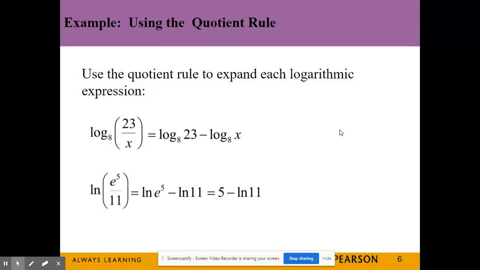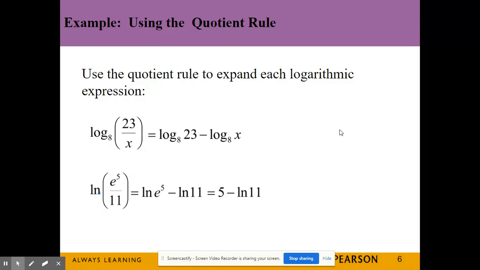Okay. This one looks a little more complicated, at least with the answer, but it's not. So first step is what we just talked about. Natural log of e to the fifth divided by 11, you just split it up. Natural log of e to the fifth, natural log of 11, and it's subtraction.